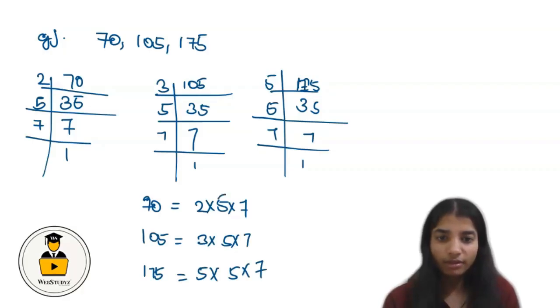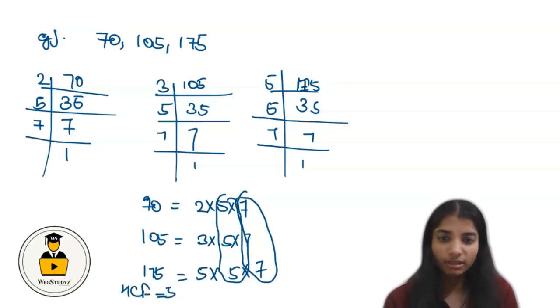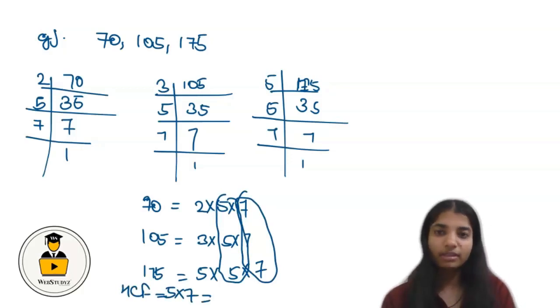Look here, 5 is common in both terms and 7 is also common. So from here we can say that HCF is equal to 5 multiplied by 7. And we know that when we multiply 5 with 7, we get the value 35. So we can say that the HCF of this part is 35. Let's move to the next part.